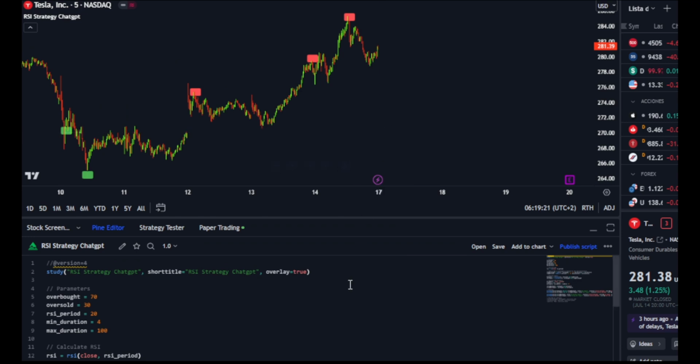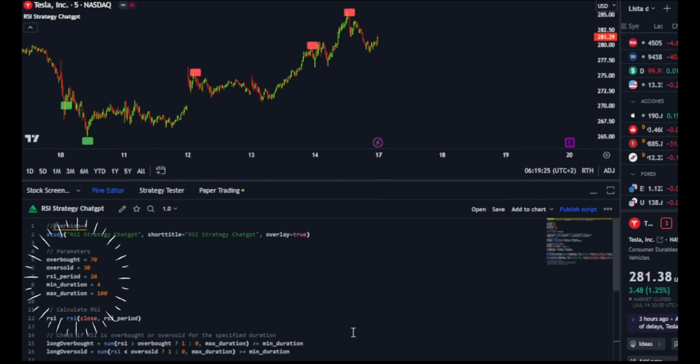For today's strategy, we have used these parameters in the script code. But if you want, you can modify them according to your preference. And then we select Update on the chart.